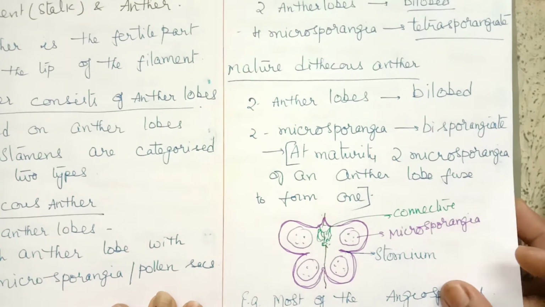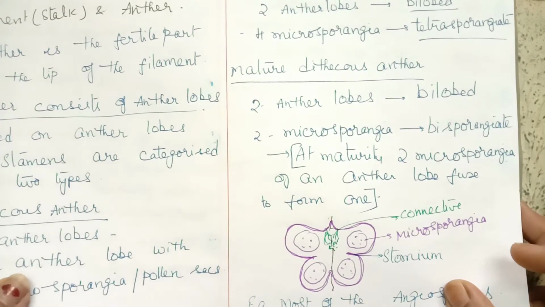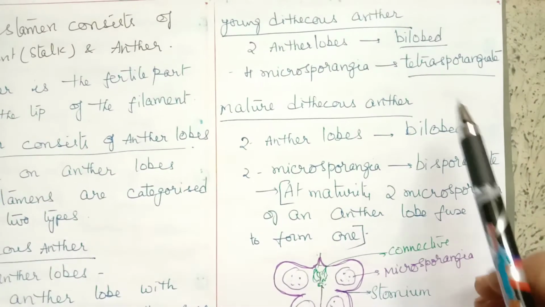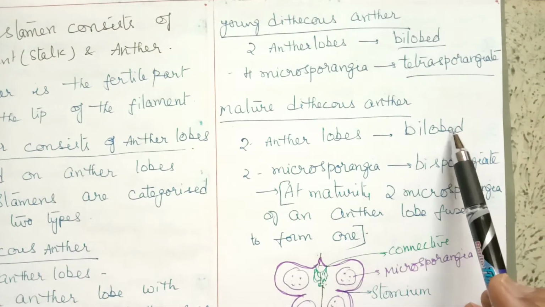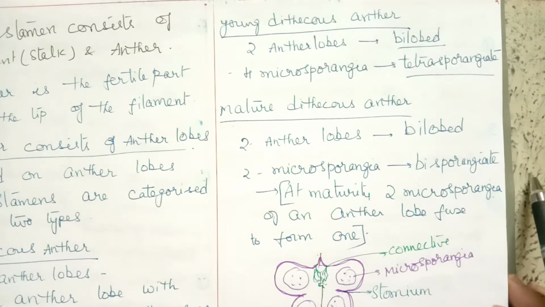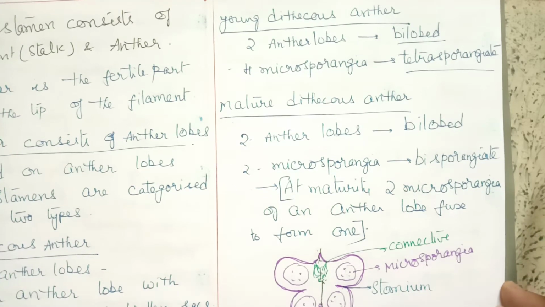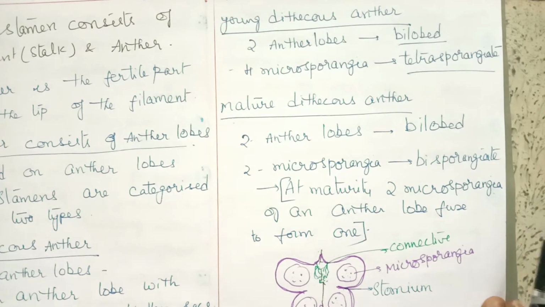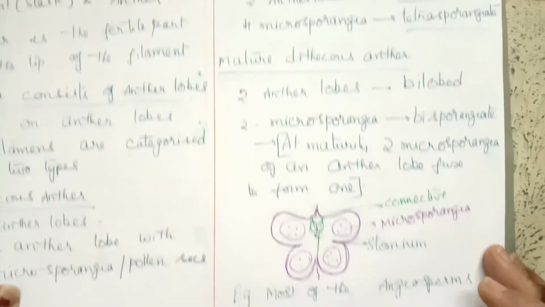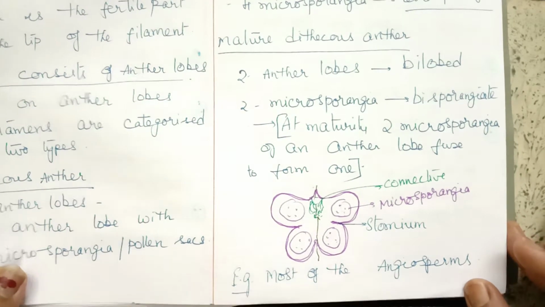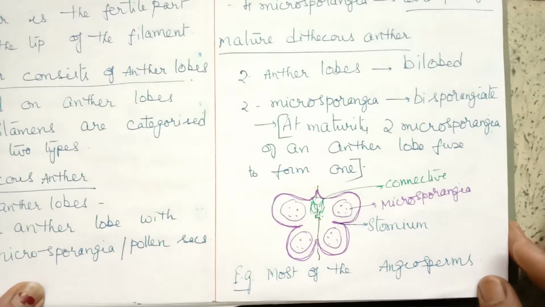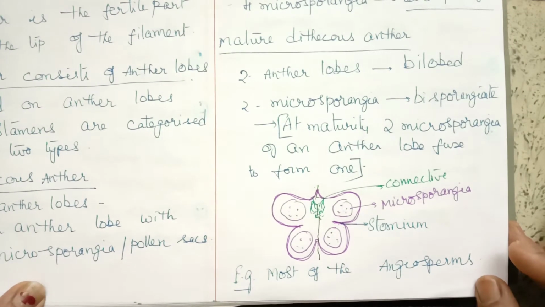Young dithecous anther, how do we describe? Bilobed and tetrasporangiate. Mature dithecous anther we describe as bilobed and bisporangiate. So dithecous anther we find in the majority of angiosperms. I hope the nomenclature of what is dithecous is clear. Two anther lobes, anther lobe is theca, so we call it dithecous.